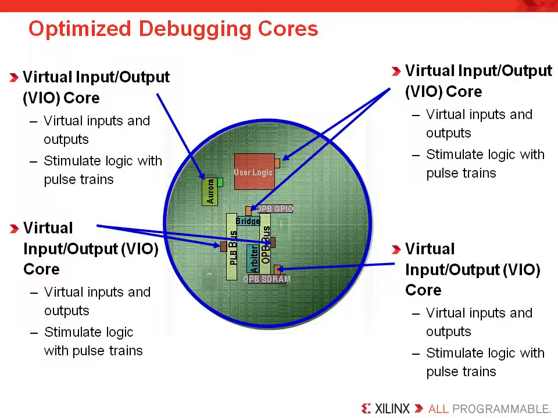This slide shows the debugging cores that may be required for debugging your design. The VIO core, or Virtual Input-Output core, is used to apply stimulus and read output transitions on nodes that you select. You can think of this core as a virtual test header that can be placed on any node in your design.